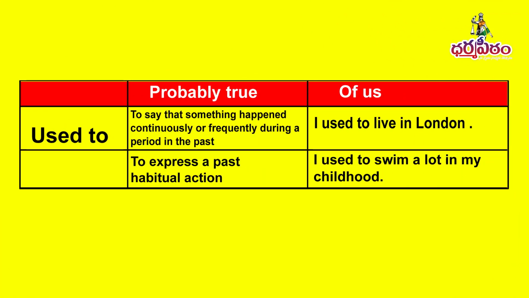Right? Past habitual actions also can be expressed using used to. For example, we can say, I used to swim a lot during my childhood. So when I was a kid, I used to swim a lot. Past habitual action, not now. Means today I am not swimming anymore. Right? So these are the two usages of used to.